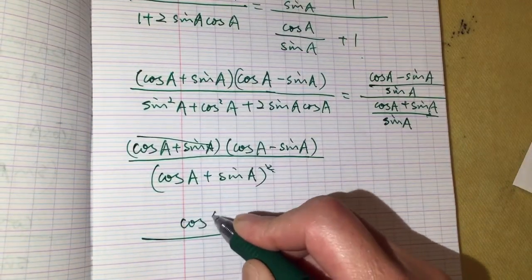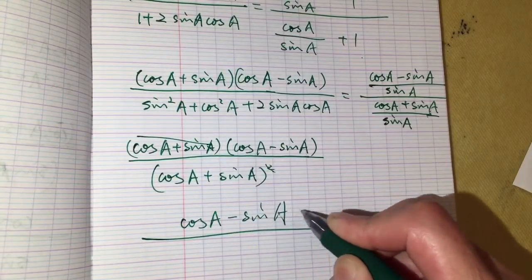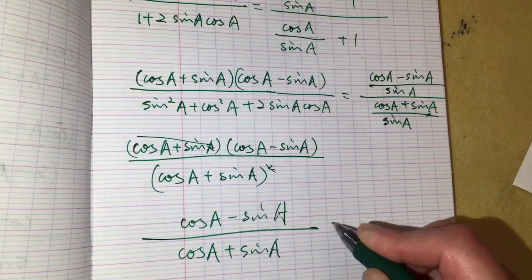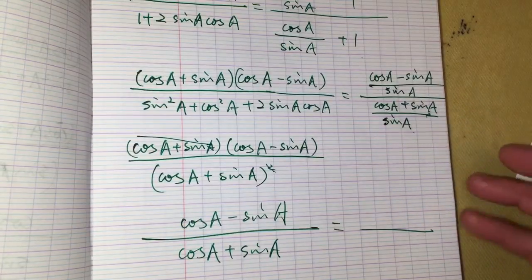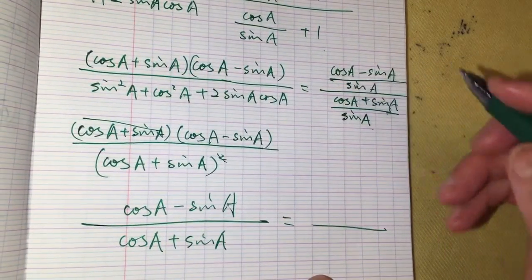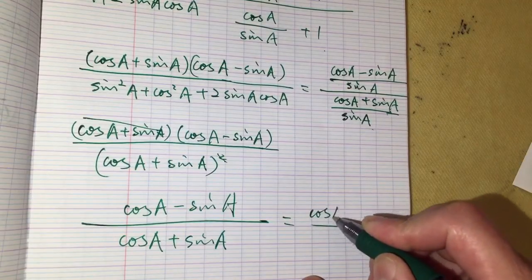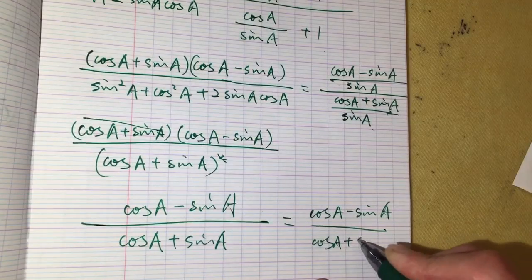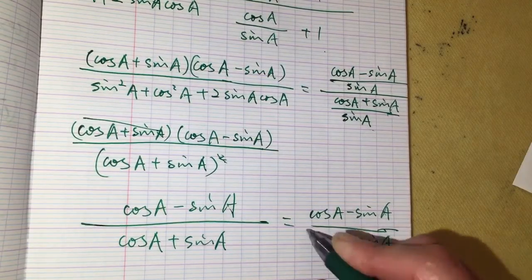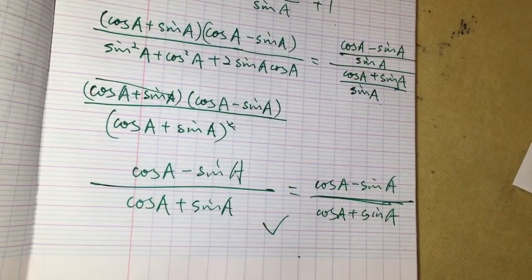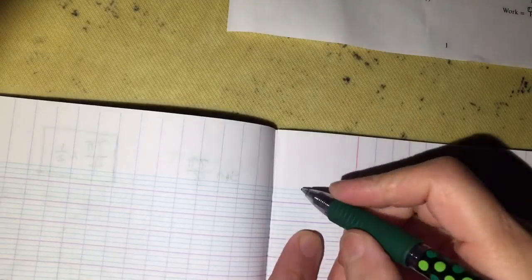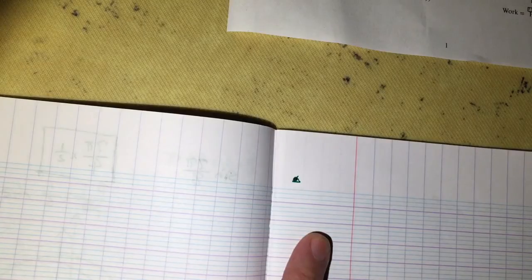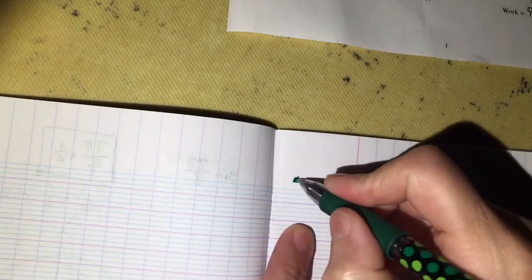So we cross cancel one. So cosine a minus sine a over cosine a plus sine a equals, and cross cancel this common denominator, cosine a minus sine a over cosine a plus sine a. So we are right again. Okay, so question number 4 or 5? Let me see. Number 5.